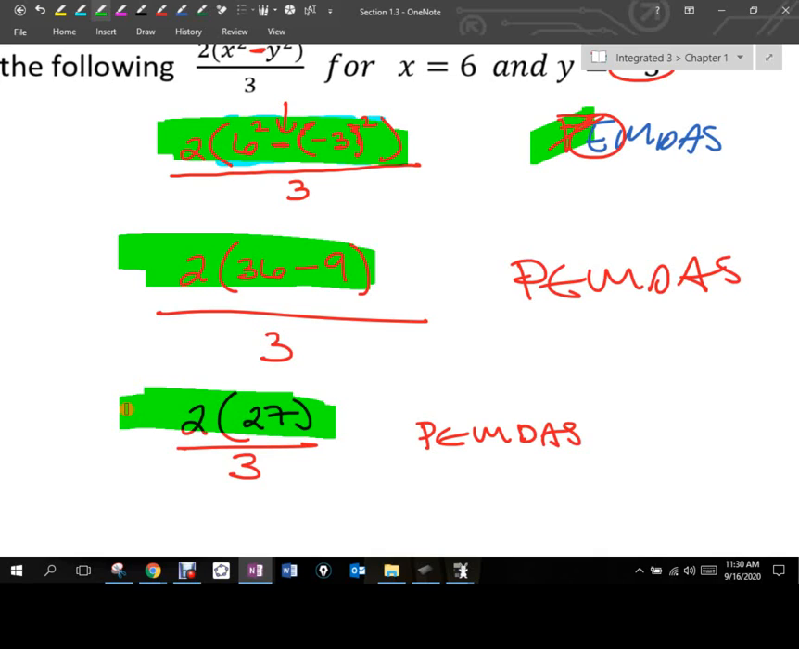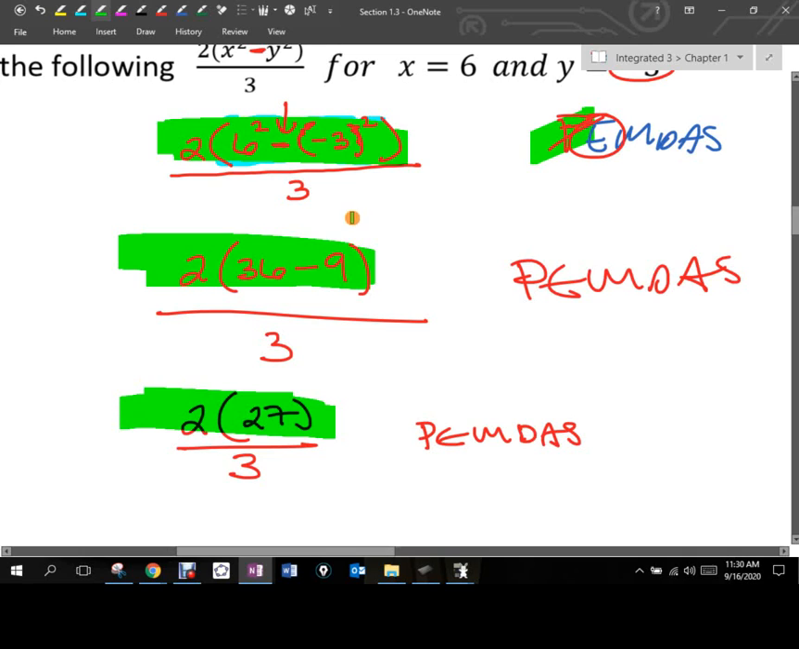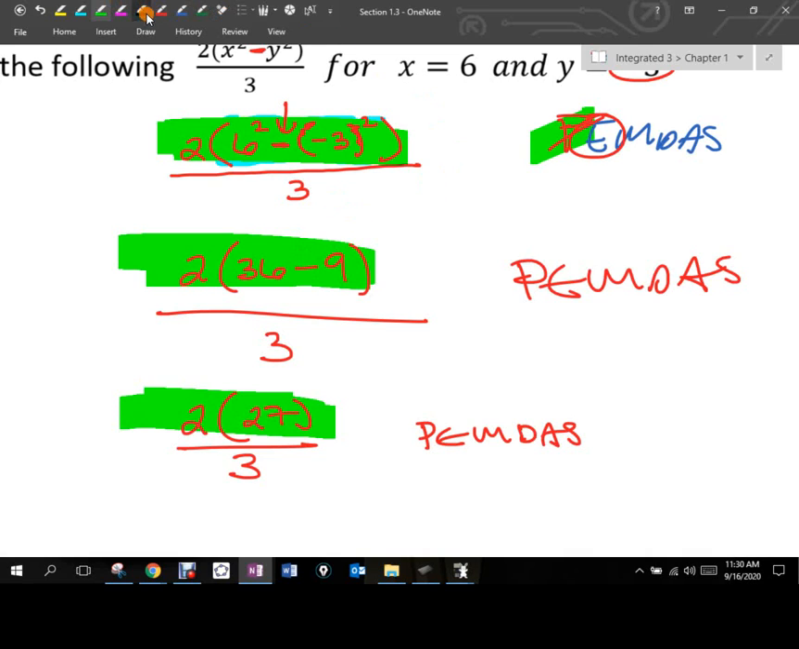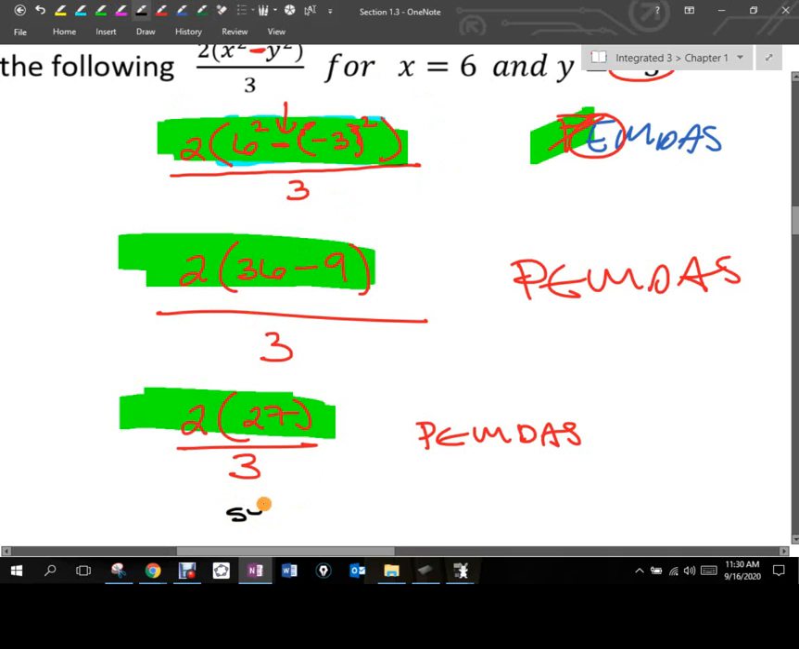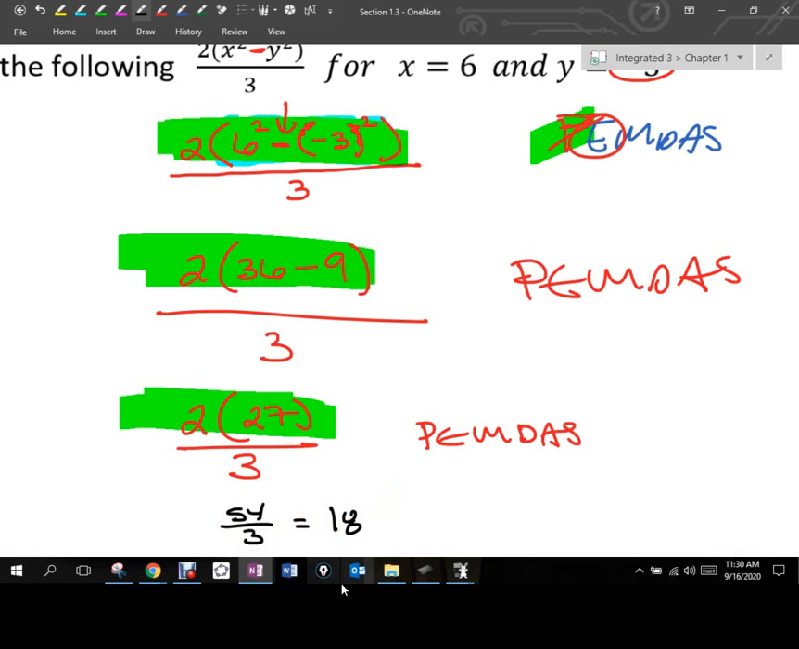But when I get to 2 times 27 all over 3, the question is, well, do I do multiplication first or do I do division first? Well, because we're reading the top, we're going to do that multiplication first. So what's 2 times 27? 54. So I'm going to rewrite this as 54 divided by 3. 54 divided by 3. And there's my solution. Okay.